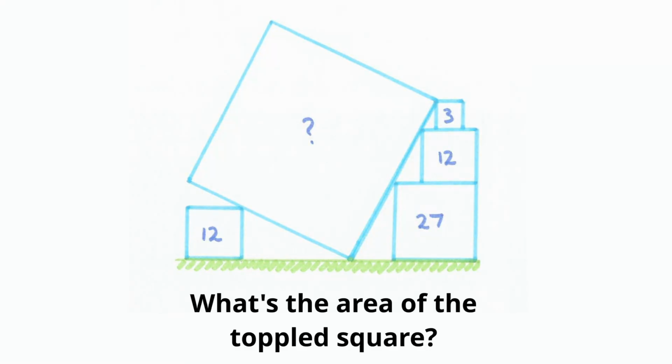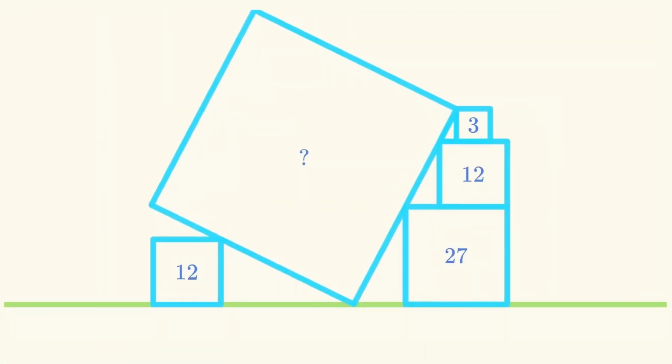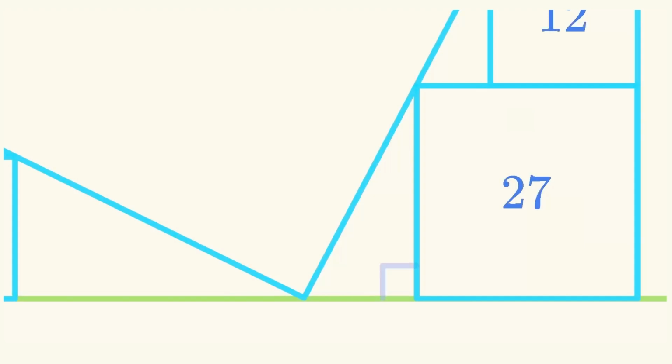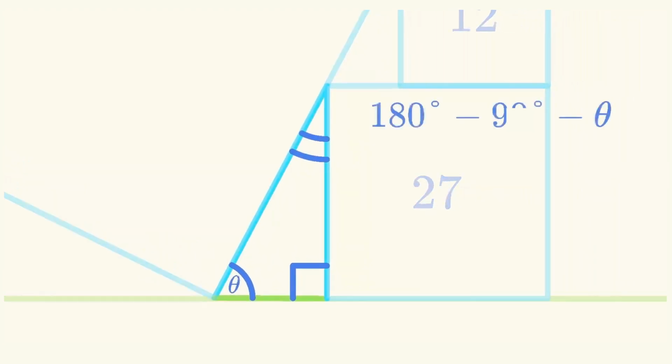What's the area of the toppled square? Let's look at the bottom triangle. There's a 90-degree angle on the bottom right, and we'll call this angle theta on the bottom left. Since all angles in a triangle add up to 180, the remaining angle is 180 minus 90 minus theta, which simplifies to 90 minus theta.